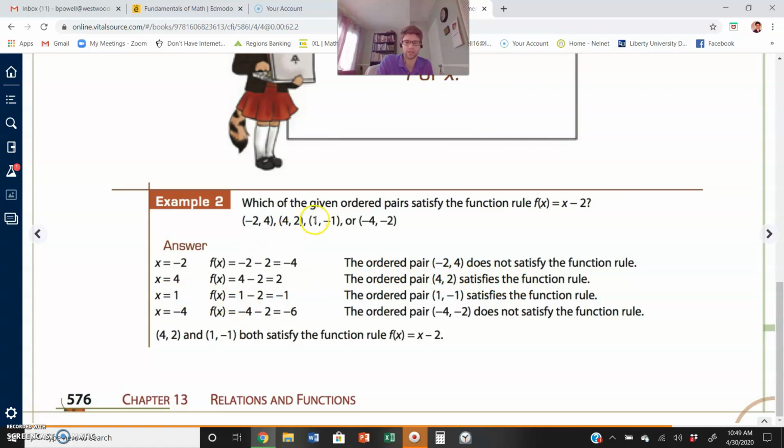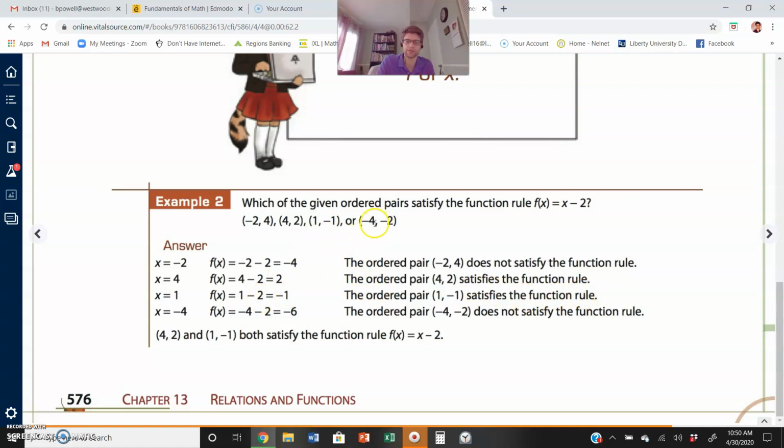Let's try our next point, x equals 1. So we're going to plug in 1 wherever we see an x. 1 minus 2. Again, we're using this function rule. So 1 minus 2 is negative 1. Is that what we should get? Yes. So this one satisfies the function rule.